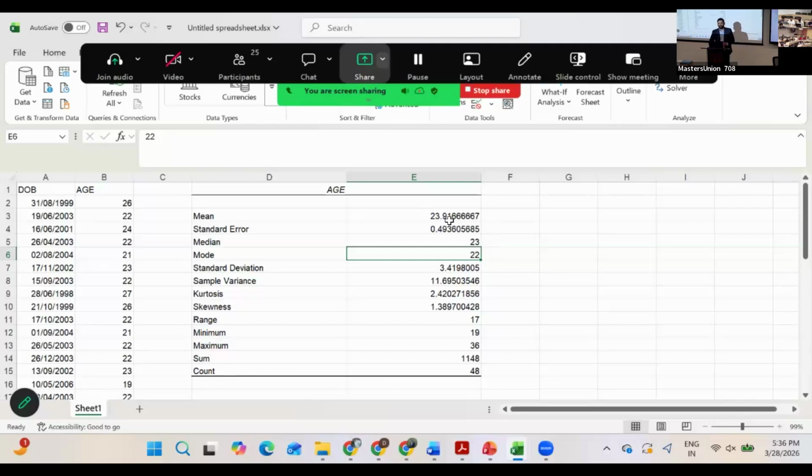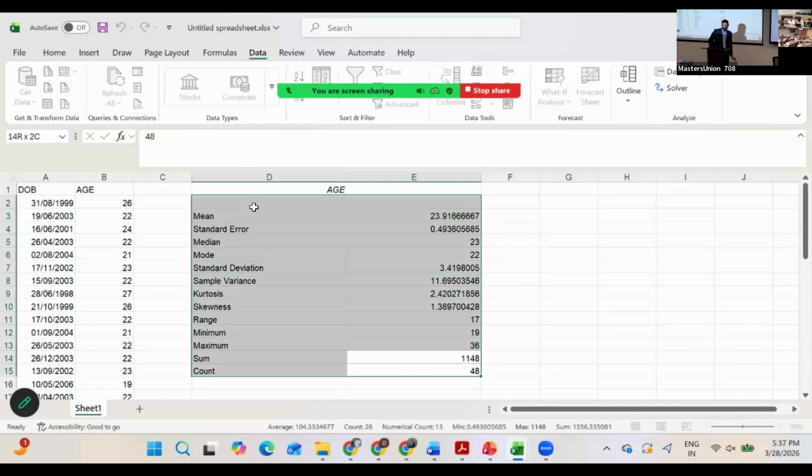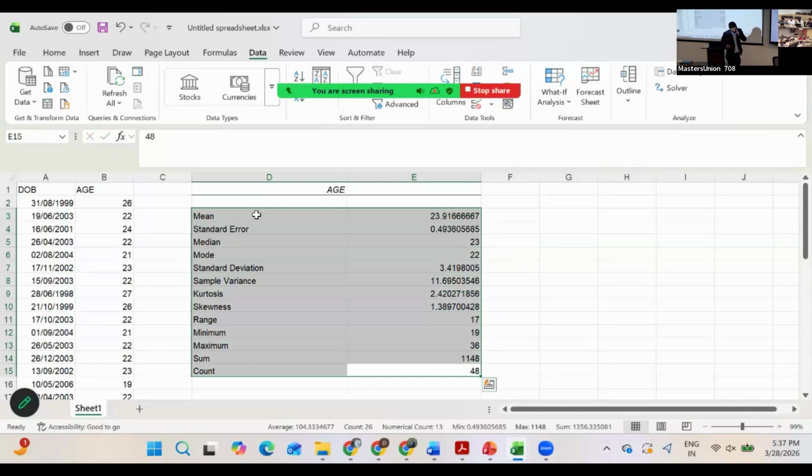Okay. Now you get mean, median, mode, standard deviation, variance, kurtosis, skewness, everything from here. Range is also here. Maximum, minimum values are given. So you've got everything at once. Now I'll give you an assignment.